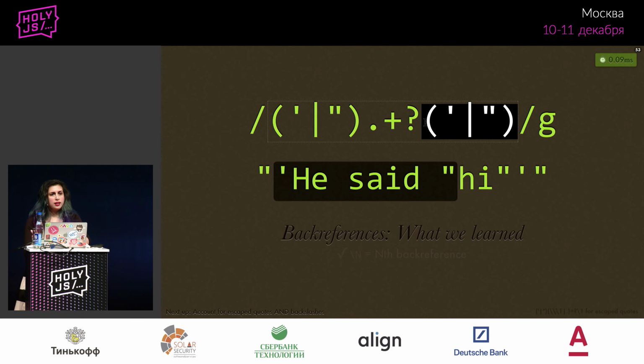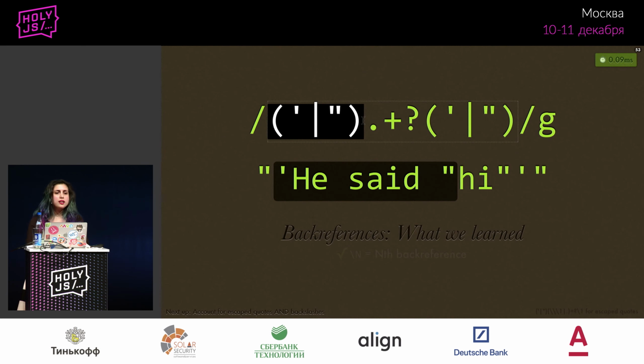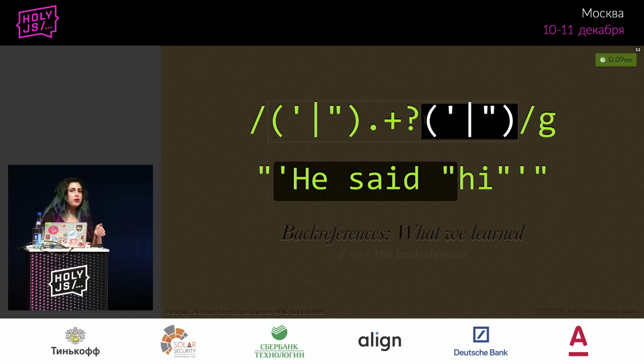So that's what it does. It does exactly what we told it. In practice, we don't want any kind of quote here. We want the kind of quote we started with. When we start with a single quote, we want to match a single quote here. When we start with a double quote, we want to match a double quote there. How can we do that? We can use what's called a back reference.